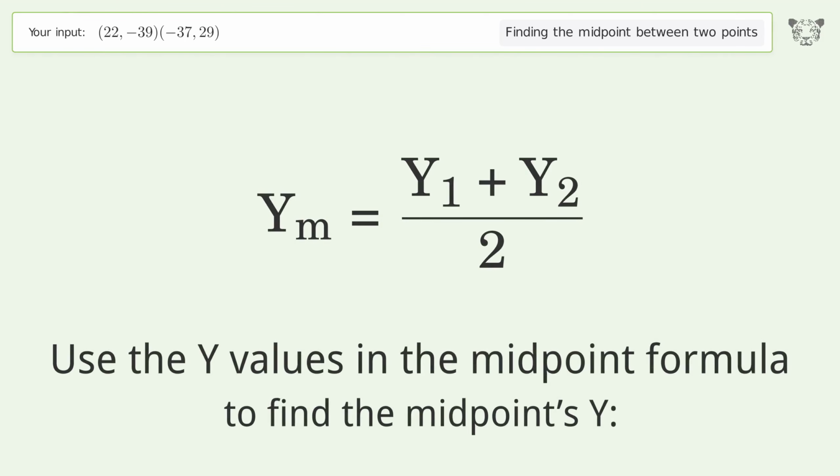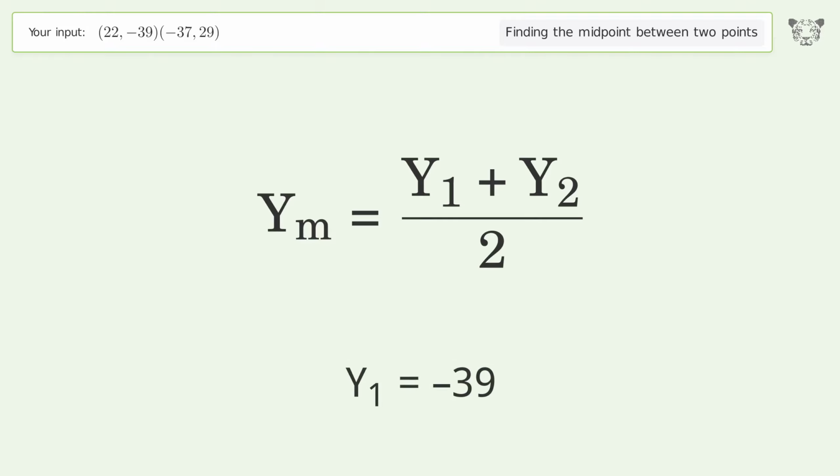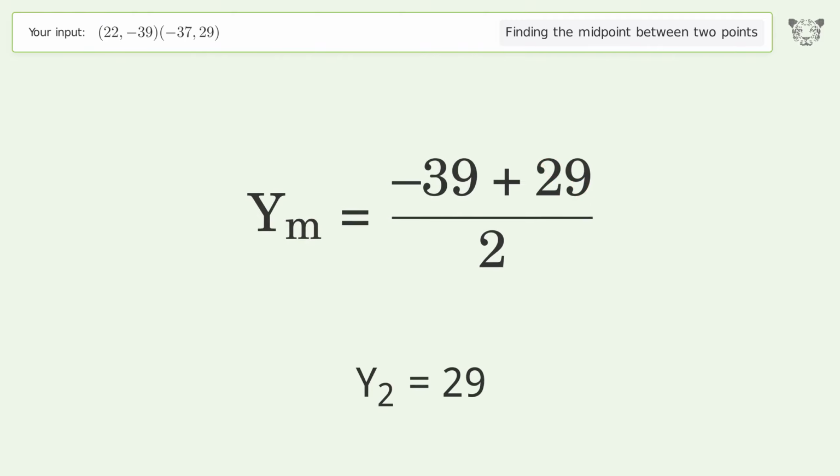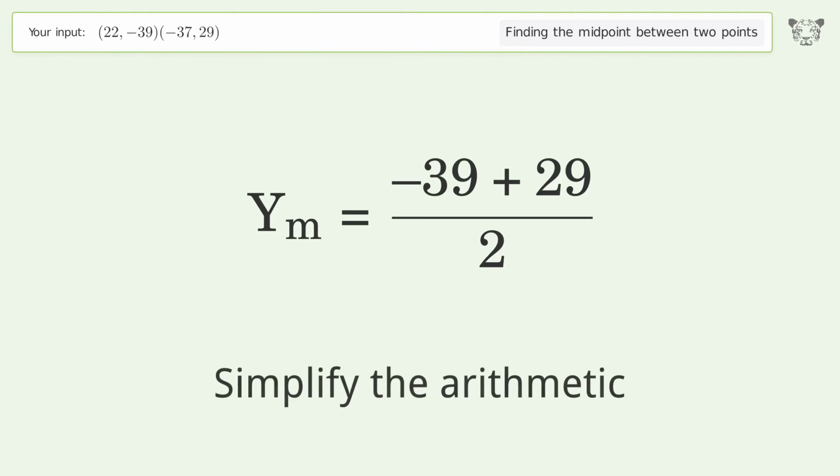Use the y values in the midpoint formula to find the midpoint's y. y1 equals -39. y2 equals 29. Simplify the arithmetic.